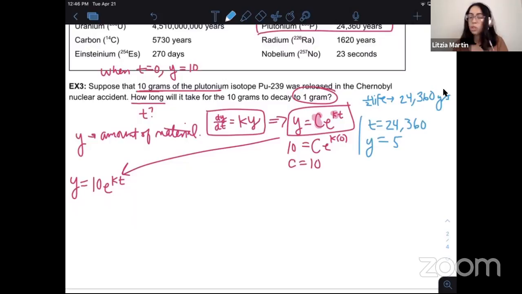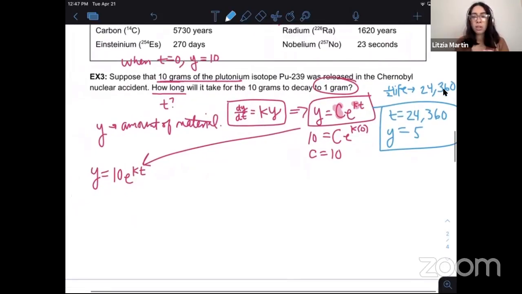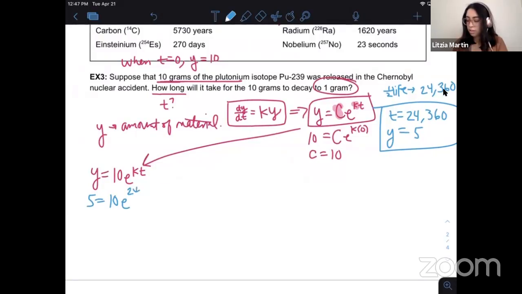So using the half-life, we actually just created our own set of data that we can plug into this equation. The t value is the half-life, and the y is the corresponding amount, because we know what we started with. So if we know what we started with and we know the half-life, then we know how much material we have at the point of the half-life. So we can plug that in, 5, and then this is going to look really nice. 24,360 times k. And we're going to solve for that k value.